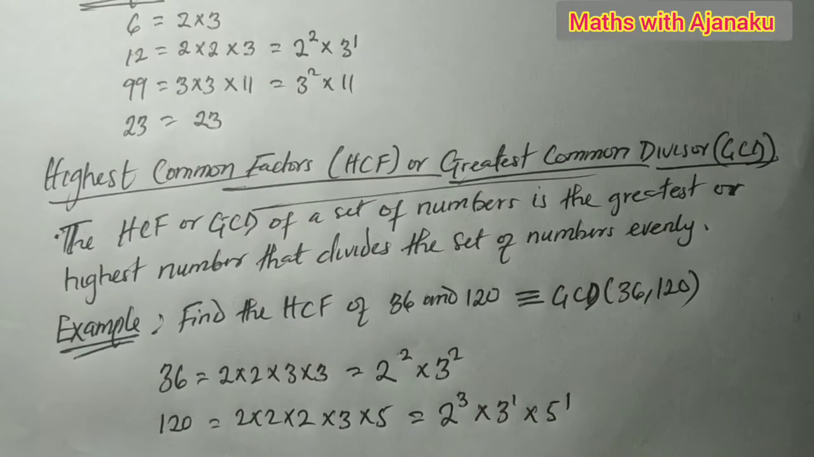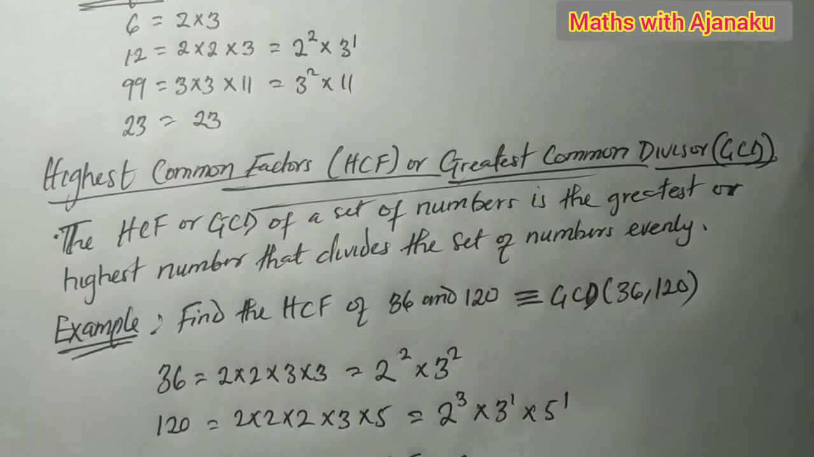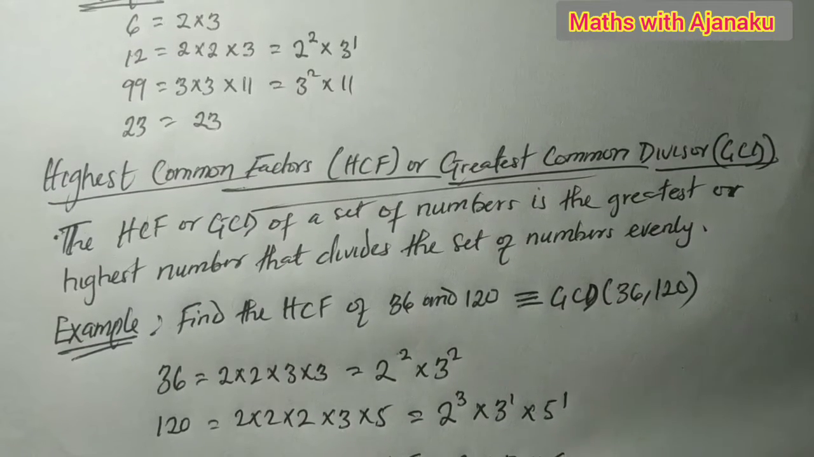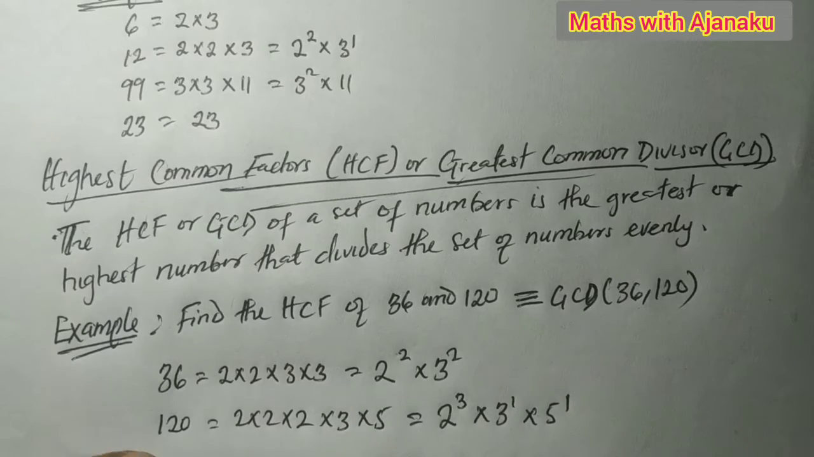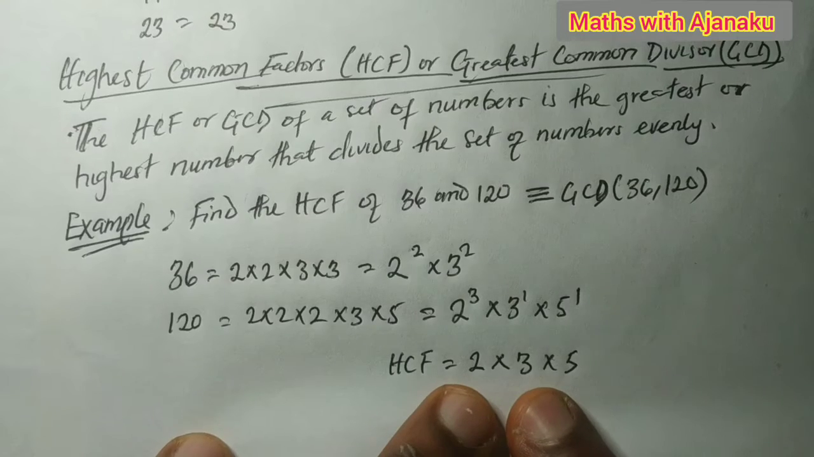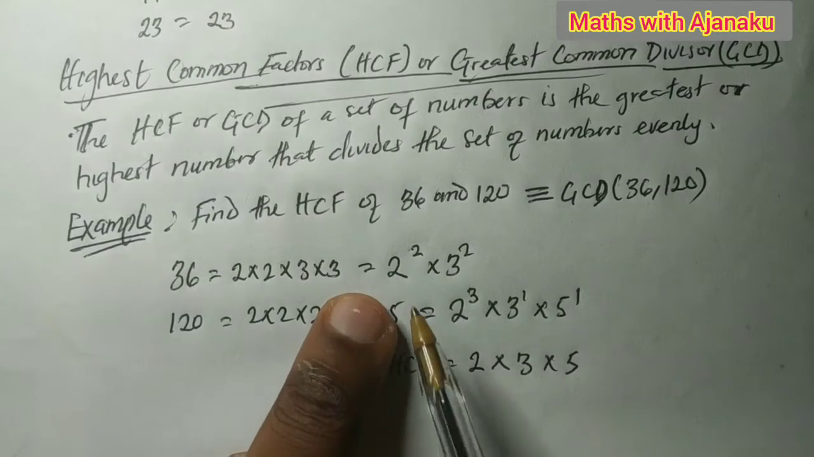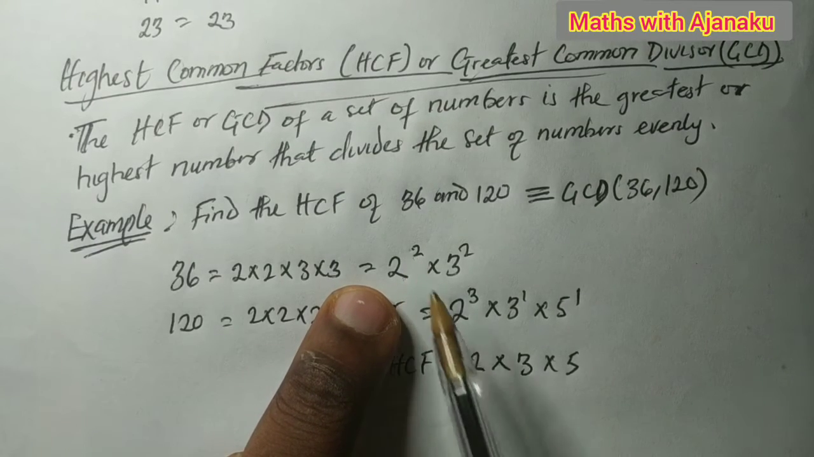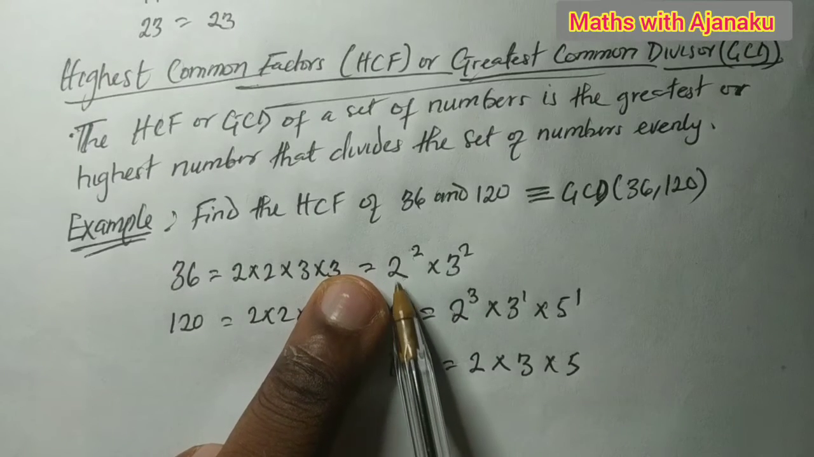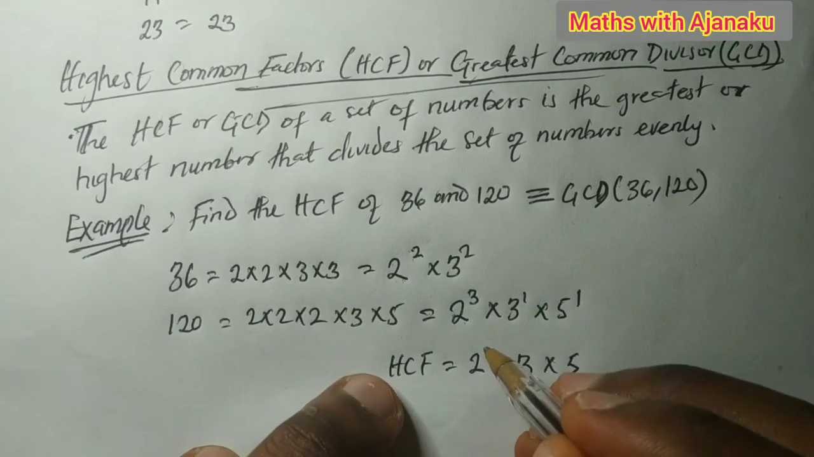To get our HCF now, all you have to do first is to write out all the prime numbers that are contained in our prime factorization expressions. That is, our HCF is equal to 2 times 3 times 5. Then the next thing we have to look at is, when you look at each of the terms, this 2 raised to power 2, this 2 raised to power 3, when we compare them, what's the highest common factor that's in between them? Of course, 2 raised to power 2 is a factor in 2 raised to power 3, so we are picking 2 raised to power 2.